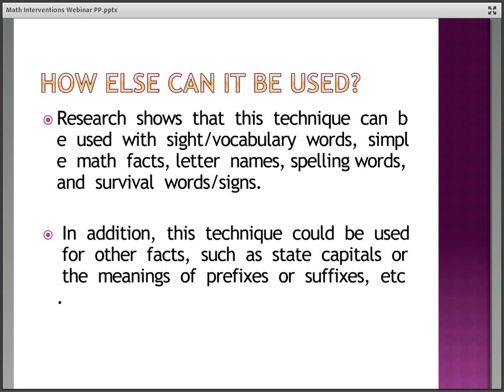How else could it be used in other subjects? You can use it with sight words, vocabulary words, simple math facts like we showed. At the kindergarten or preschool level, you can do letter names, letter sounds, spelling words: you could have them read, spell, read, show them it, and then take away. Even survival signs like stop signs or pedestrian signs for lower functioning students. Really anything: state capitals, meanings, or prefixes and suffixes. Just use your imagination, however you could use it.